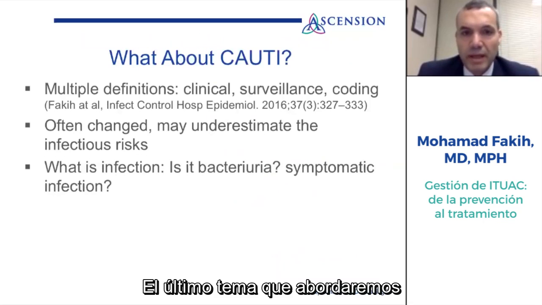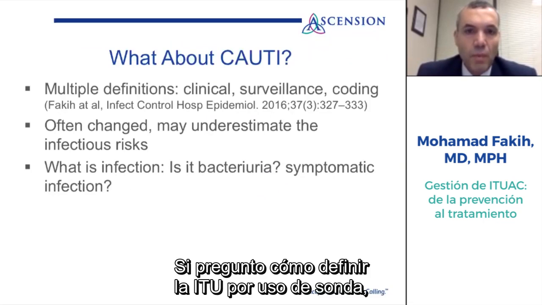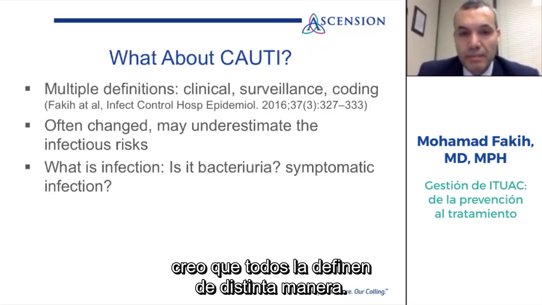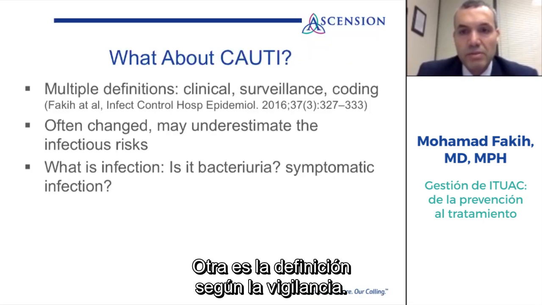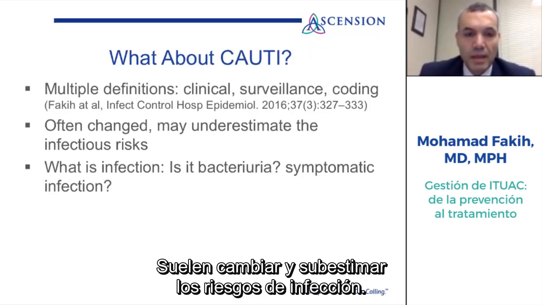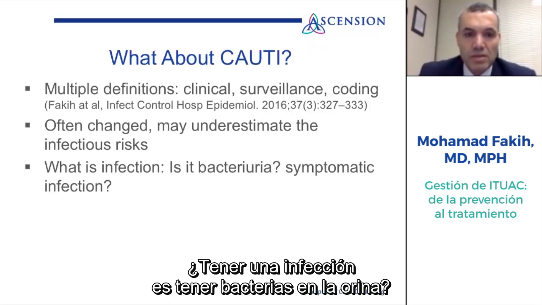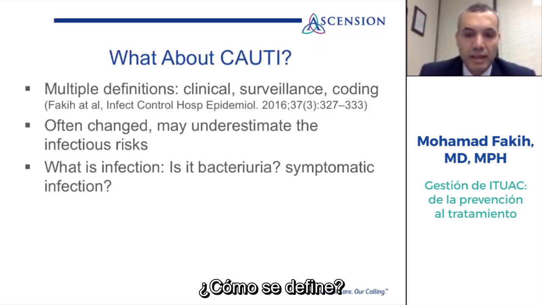The last part that I'm going to talk about is catheter-associated UTI, its definition, and how it's treated. If I ask you how you define catheter-associated UTI, I think everyone will define it differently. We have 3 main areas where we can define it. One is a clinical definition, the other is a surveillance definition, and the third is a coding definition, so how it's billed in the hospital. And they often change, and they may underestimate the infectious risks. So we talk about infection. Is it having bacteria in the urine? Is it having symptomatic urinary tract infection? How do you define it?